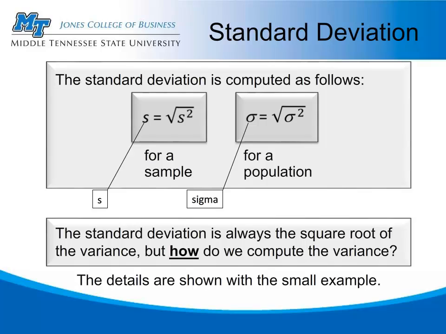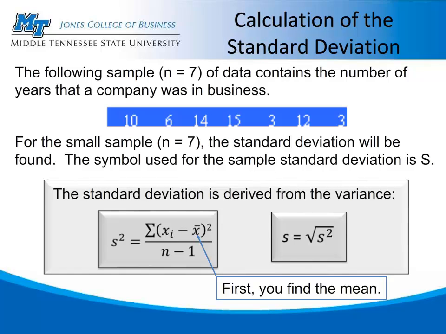All right. Now we're going to take a small example. We're not going to use the example with the 70 apartment rents in it. We're going to use a small example to show the calculations that you go through to come up with the standard deviation. So in our example, we have a sample of 7. The data represents the number of years that a company was in business. Now we're going to figure out what the standard deviation is, and the symbol for that's S.